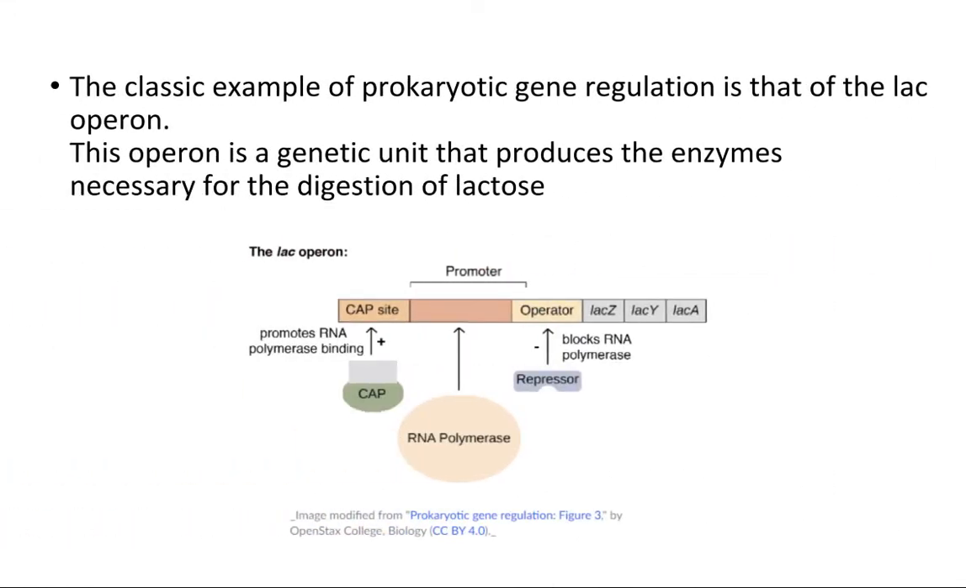The lack of a nuclear membrane in prokaryotes gives ribosomes direct access to mRNA transcripts, allowing their immediate translation into polypeptides. This makes transcription the rate-limiting step in prokaryotic gene expression and therefore a major point of regulation. The classic example of prokaryotic gene regulation is that of the lac operon. This operon is a genetic unit that produces the enzymes necessary for the digestion of lactose.